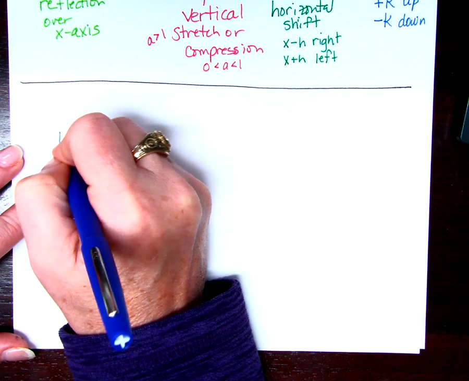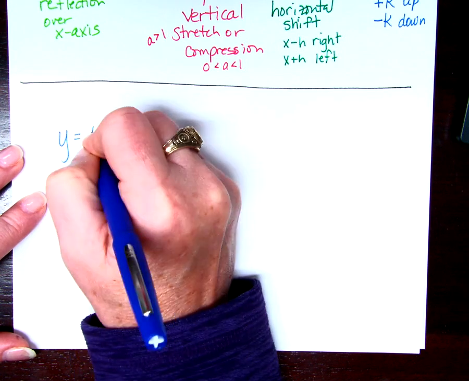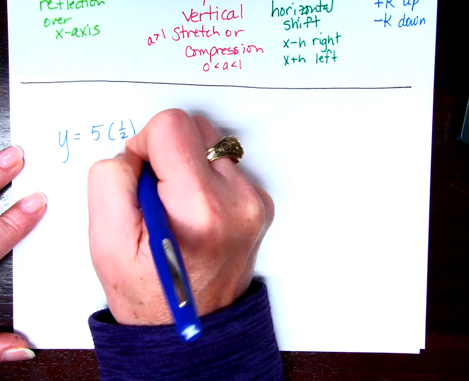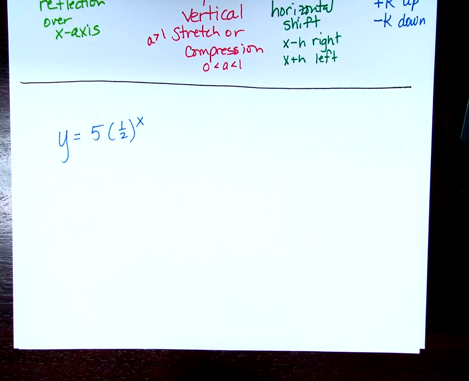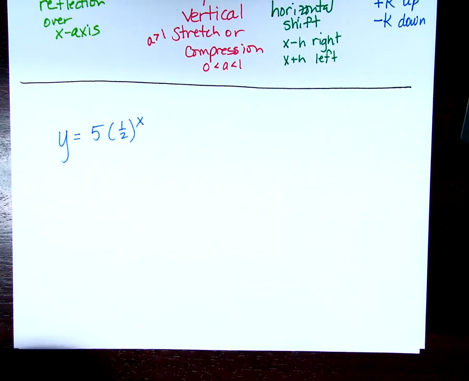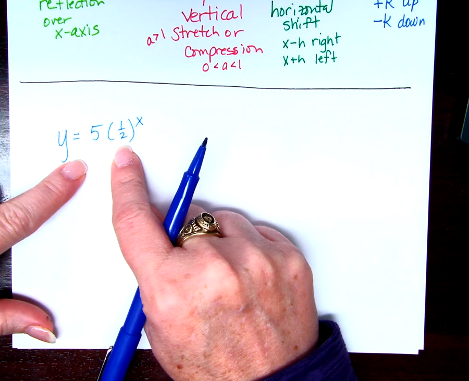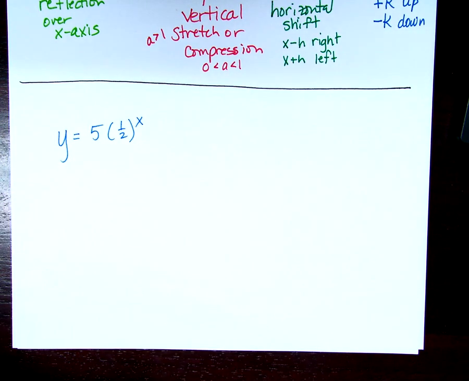For example, it might give you an equation, y equals 5 times 1/2 to the x. And it's going to say graph 2 points. Well, don't I have to have 2 points to graph it? Where am I going to get those 2 points? I'm going to pull them out of my head, right? I'm going to use this equation that it gives me. I'm going to use my brain, okay?